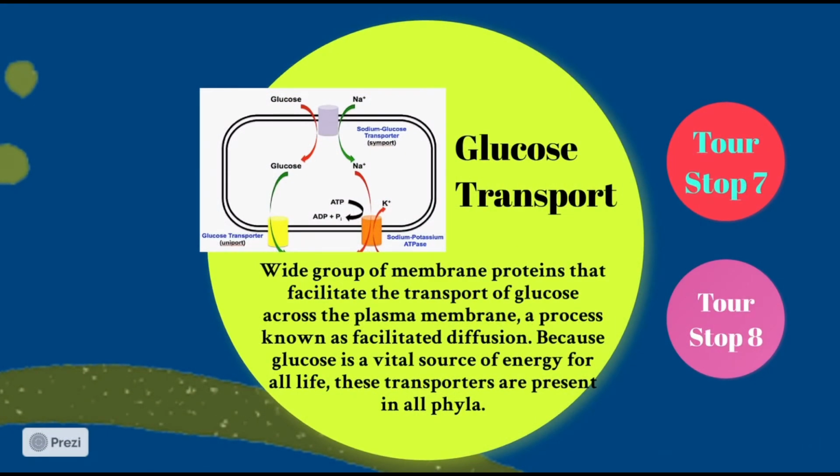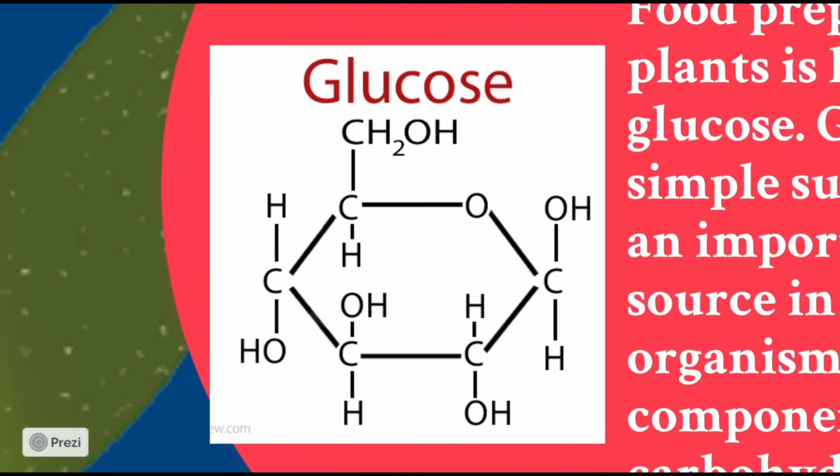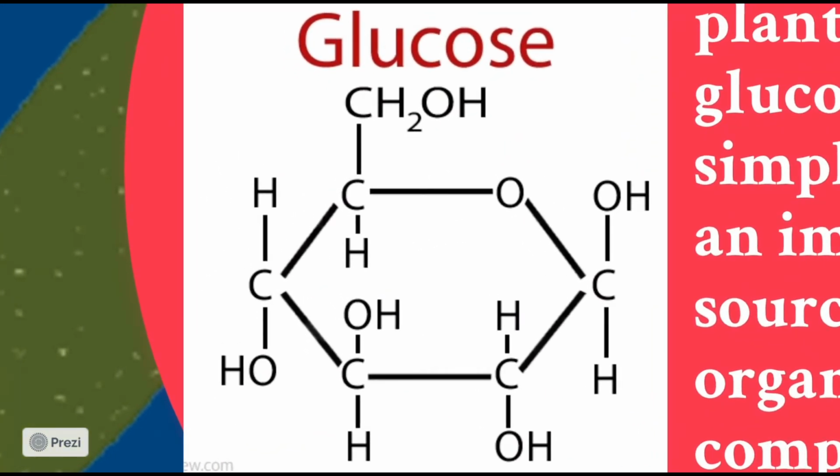And so for our next tour stop, we have food produced by plants. Food prepared by plants is known as glucose. Glucose is a simple sugar which is an important energy source in living organisms and is a component of many carbohydrates. And right here, we have a picture of glucose and how it is formed. It is made up of carbon, oxygen, and hydrogen.